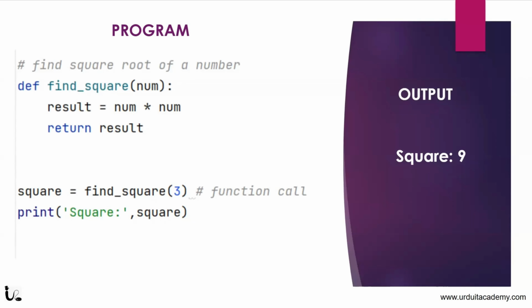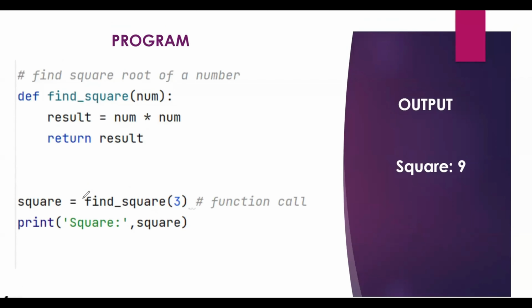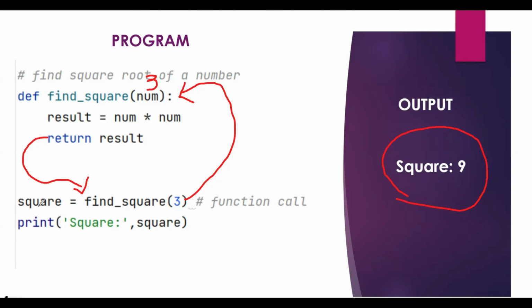So the first question is to find the square root of a number. Here we have a function def find square. Below the function, we have the function call, square equal to find square. Inside the bracket, we are passing a value 3. So the computer will jump to the top and the value of the parameter num will now be 3. Now going inside, result is num into num, which is 3 into 3, 9. So the computer will return the result here. The value of square is now 9. Below that, we are printing square, 9. This is the output.